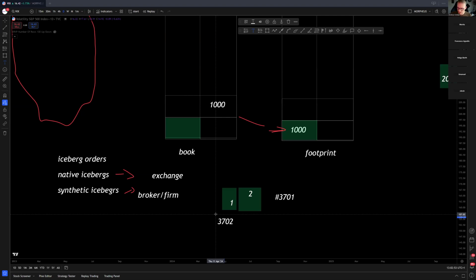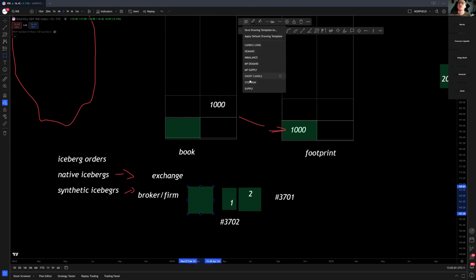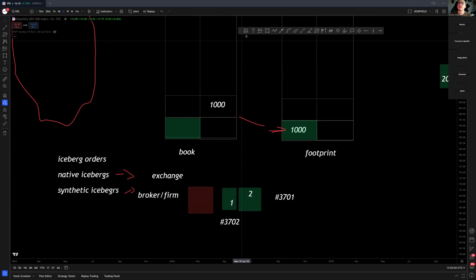Then another guy might come in. Let's make it a different color. He might place a 5 contracts order, and that will be 3801. Okay. 01 is my first order, 02 is my second order, 37 is the ID that identifies me as an operator, and 38 is the other guy.